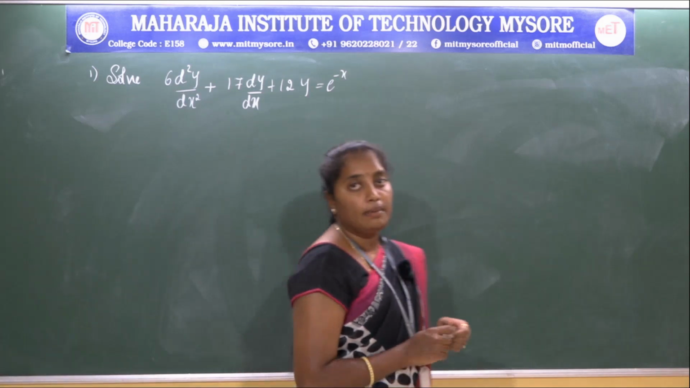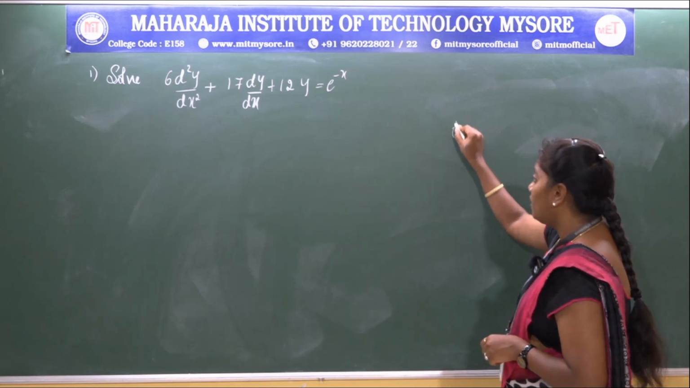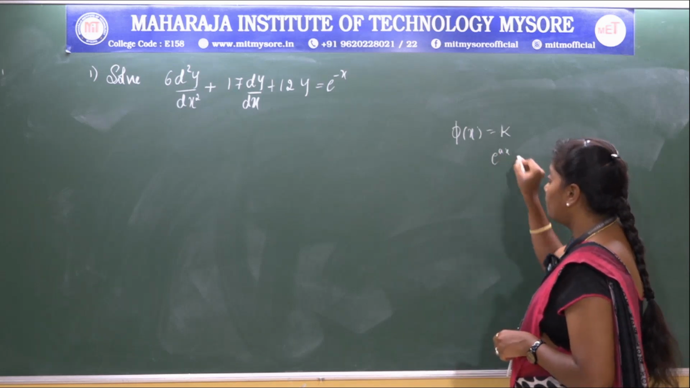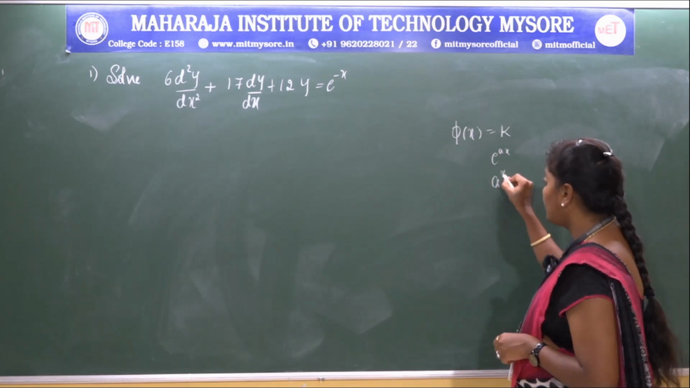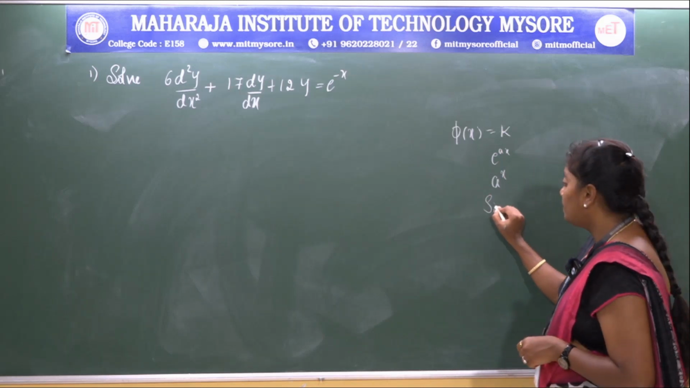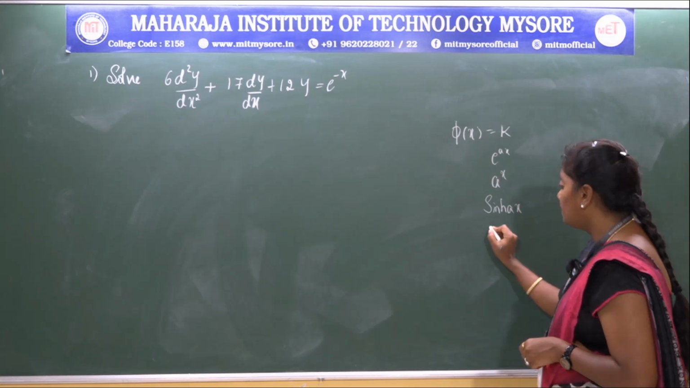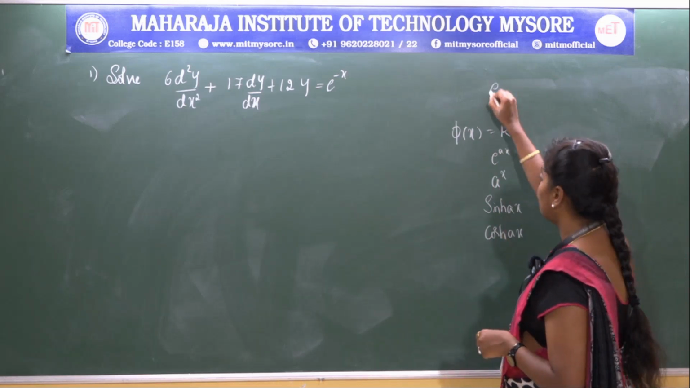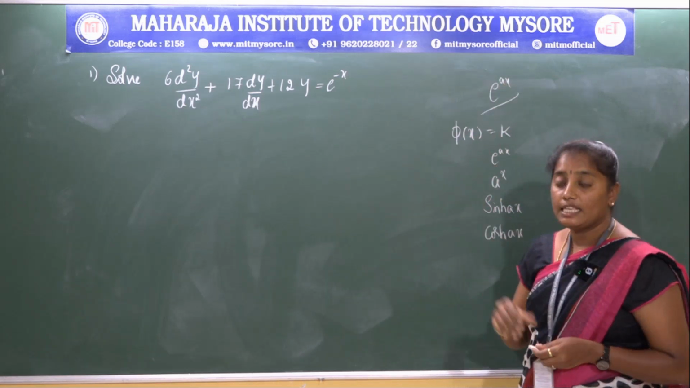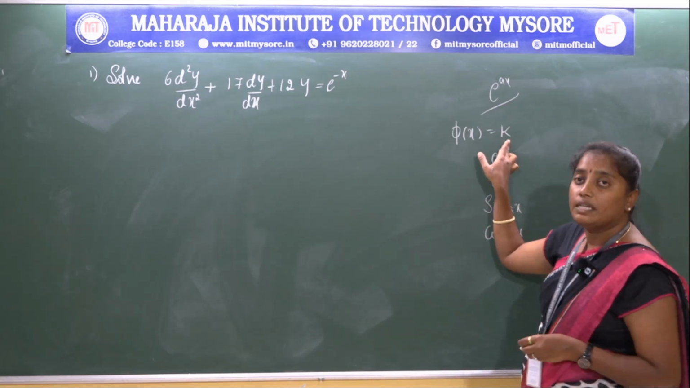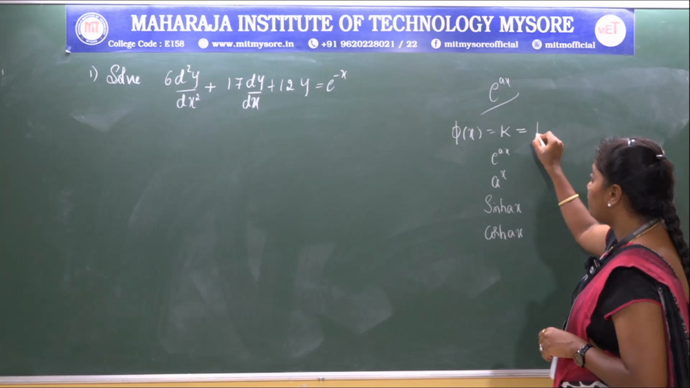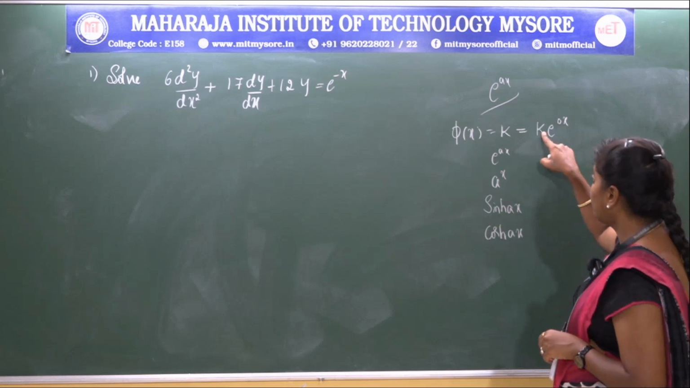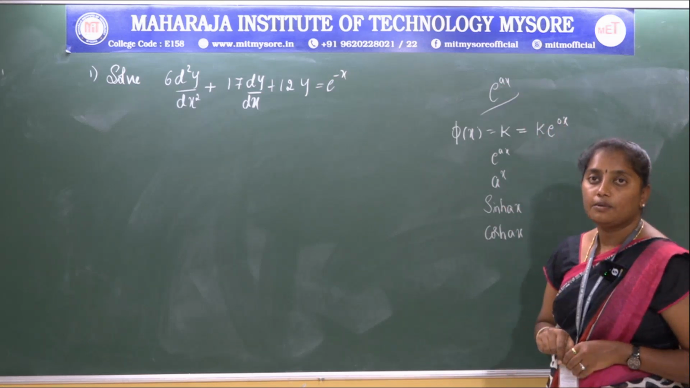Under type 1, that is under the e to the power of ax category, we may expect functions of the form phi of x equal to a constant term, e power of ax, a to the power of x, and hyperbolic functions like sine hyperbolic ax and cos hyperbolic ax. If it is a constant term k, we write it in the form k into e to the power of 0x, so we substitute a is equal to 0.